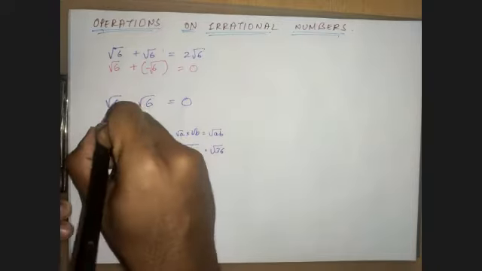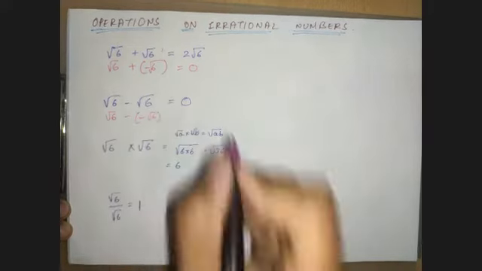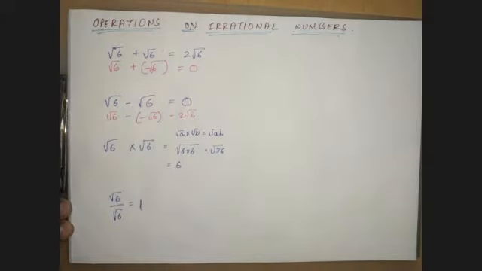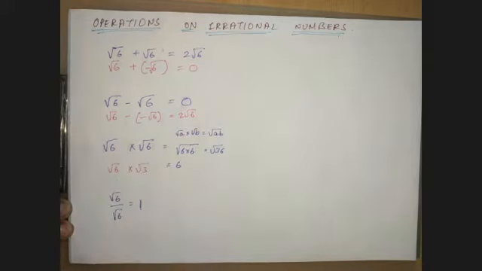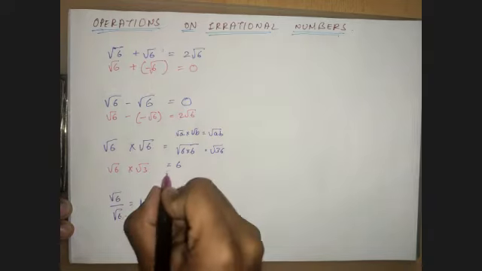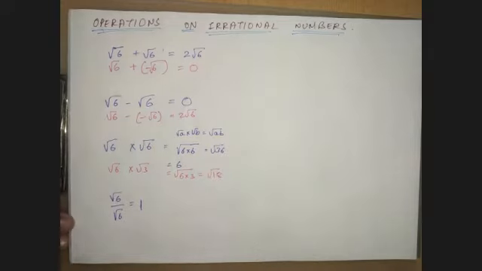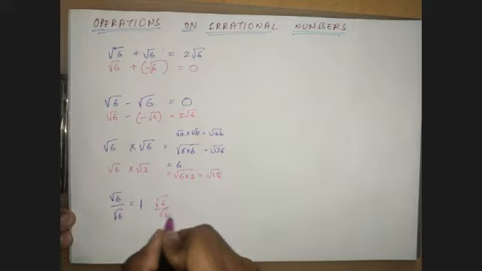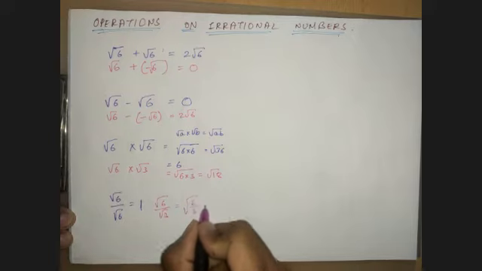I'll do root 6 minus of minus root 6. I get 2 root 6. And if I do multiplication, I'll take root 6 into root 3. So what would happen? I would get root of 6 into 3, that is root 18. And in division, I would do root 6 by root 3. So this would be equal to root of 6 by 3.